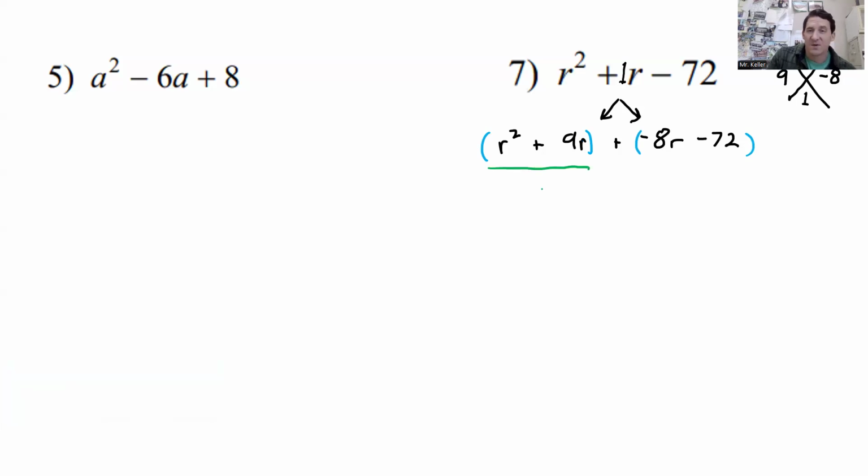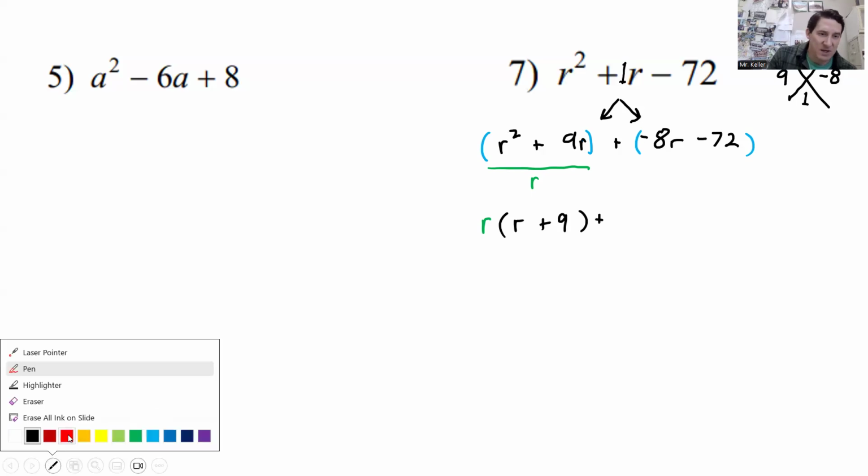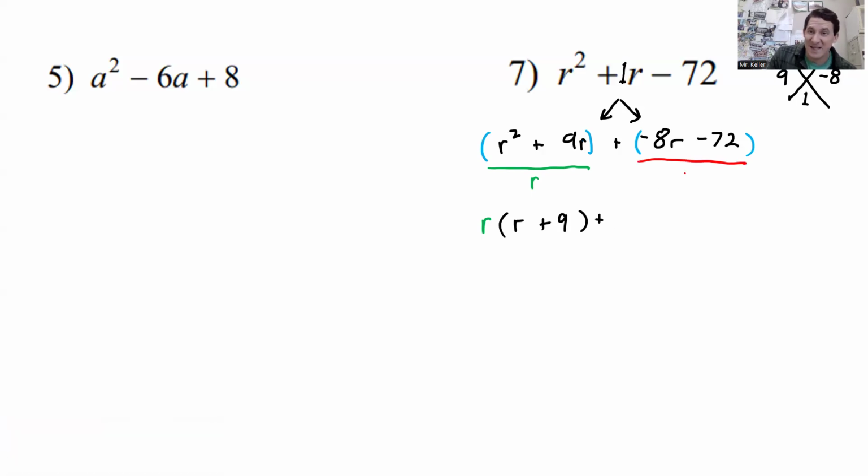Greatest common factor of R squared and 9R is R. So that first grouping factors into R times R squared divided by R is R, plus 9R divided by R is 9. Plus greatest common factor between -8R and -72 is 8. Since the first term is negative, I'm going to divide by -8. So it's going to be -8 on the outside. -8R divided by -8 is R. -72 divided by -8 is +9.